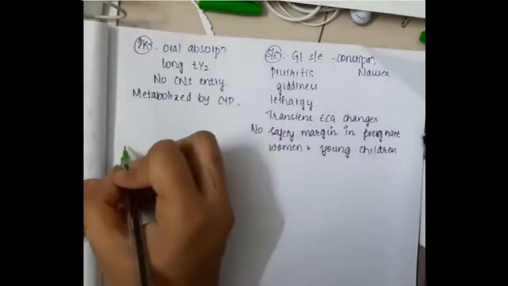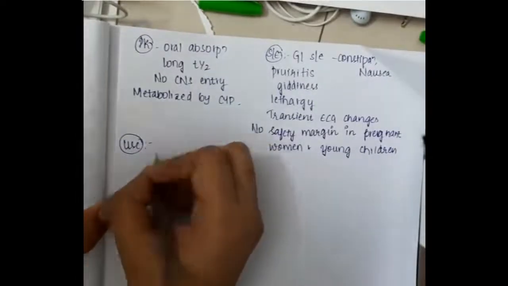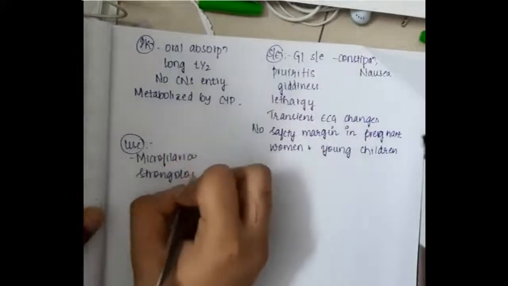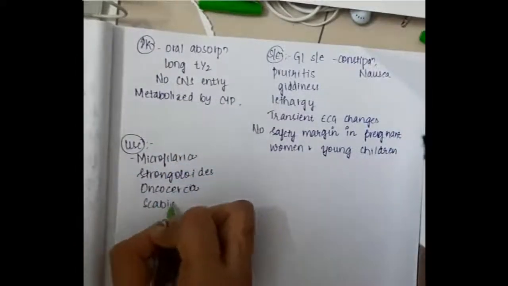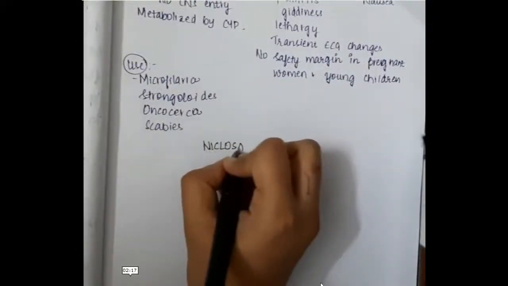The uses of ivermectin: the main use is in the treatment of microfilaria, Strongyloides stercoralis, onchocerciasis, and treatment of scabies. So this is about diethylcarbamazine and ivermectin.